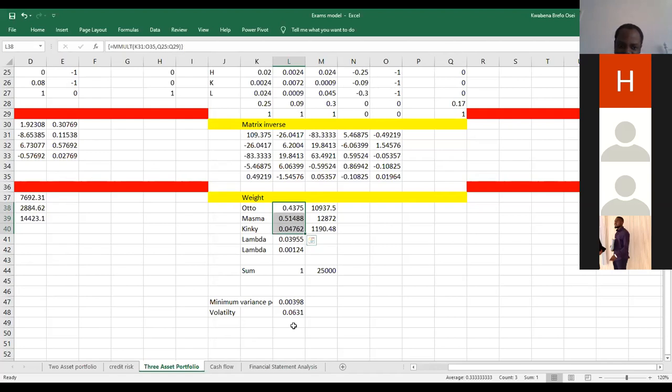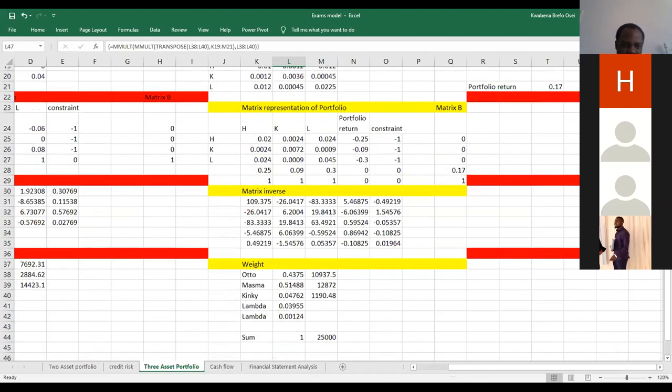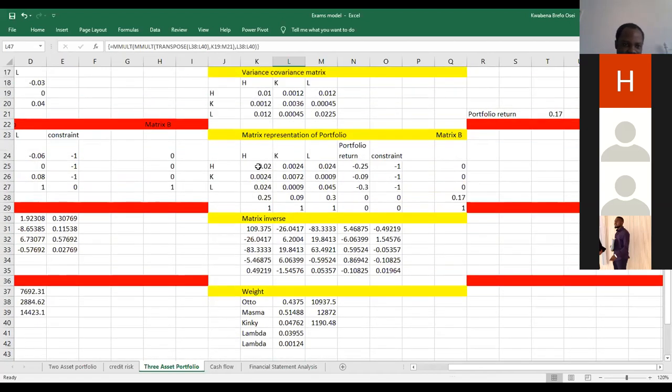So this L38, L40 is just talking about these three, right? Times K19M21. What is K19M21? So look, K19 is here, and M21 represents this one. And this also represents the variance covariance matrix. So whatever I've done here is I'm just using the formula in the lecture notes to do that.